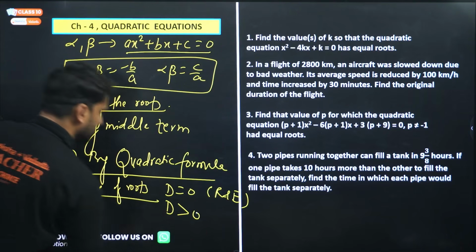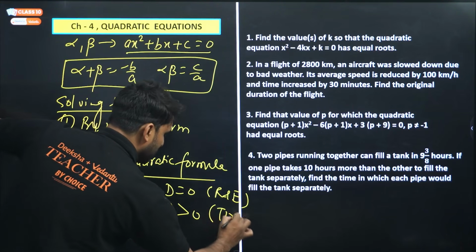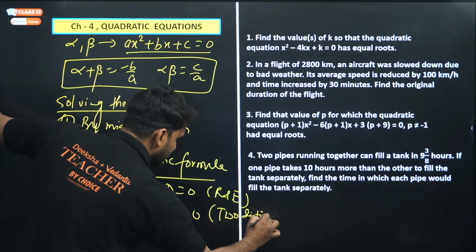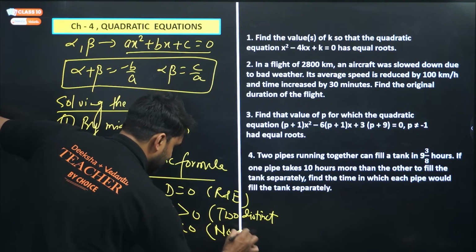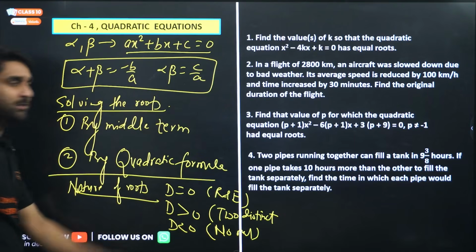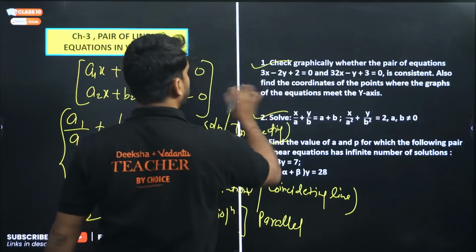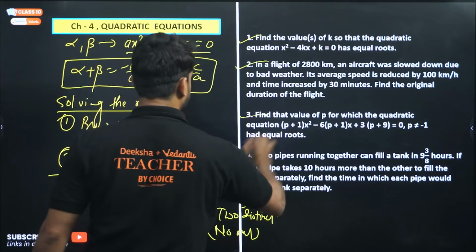If D is greater than 0, two distinct roots will be there. And if D is less than 0, no real roots will be there. You all know this, so this is very important. And 4 questions for you all, my dear.